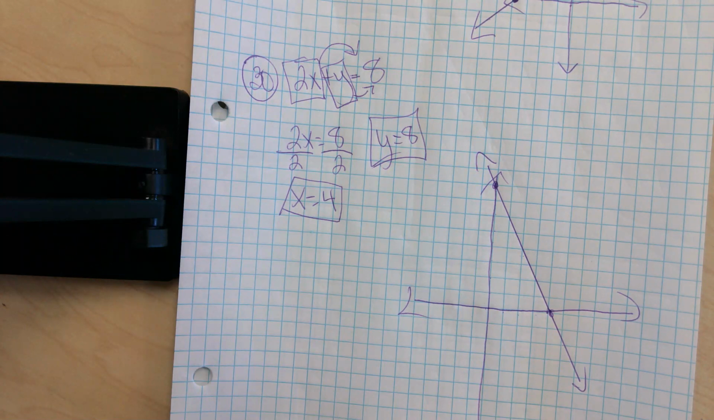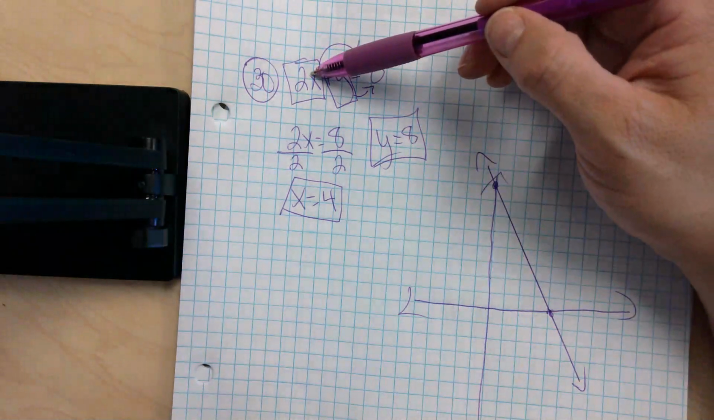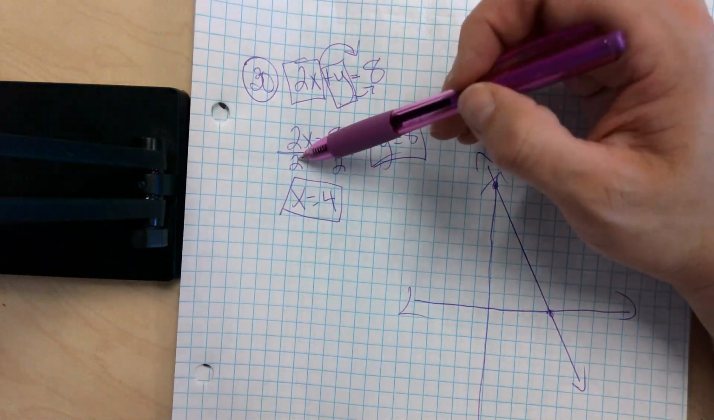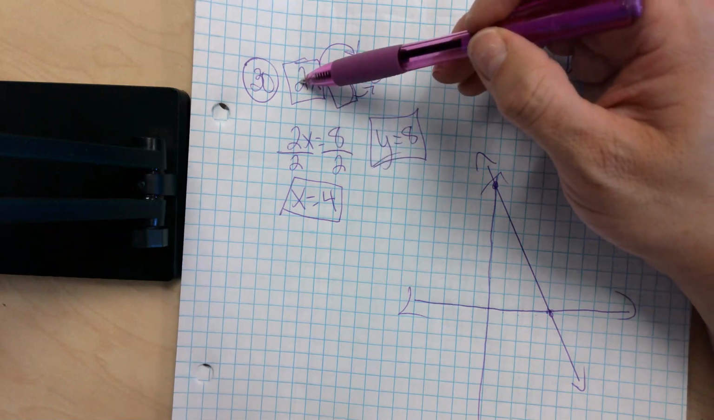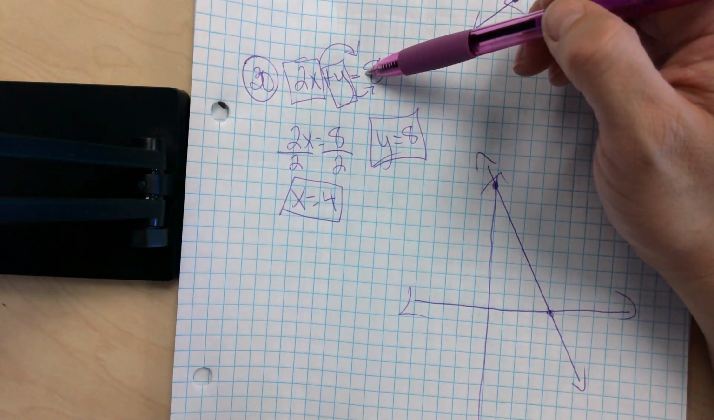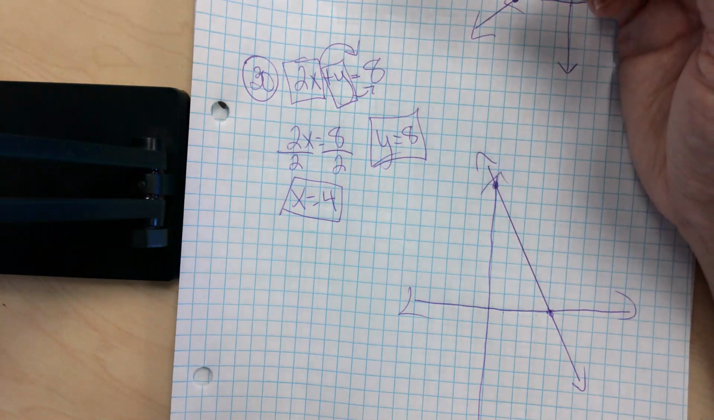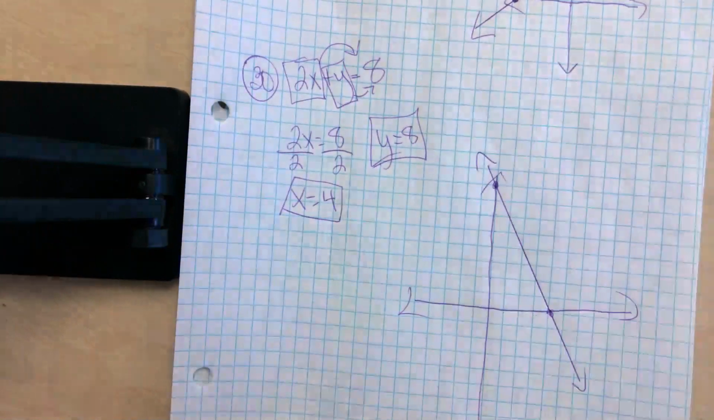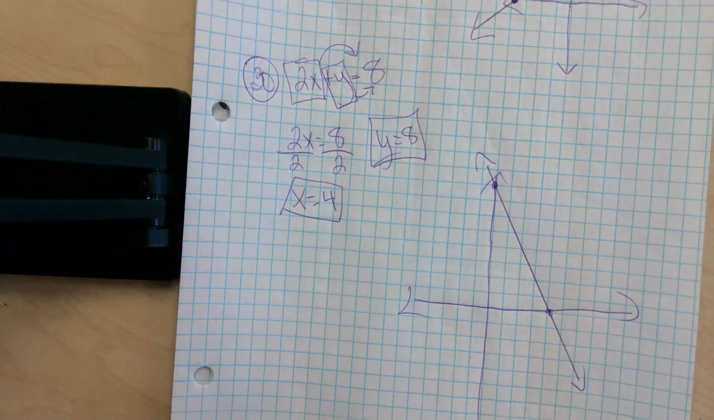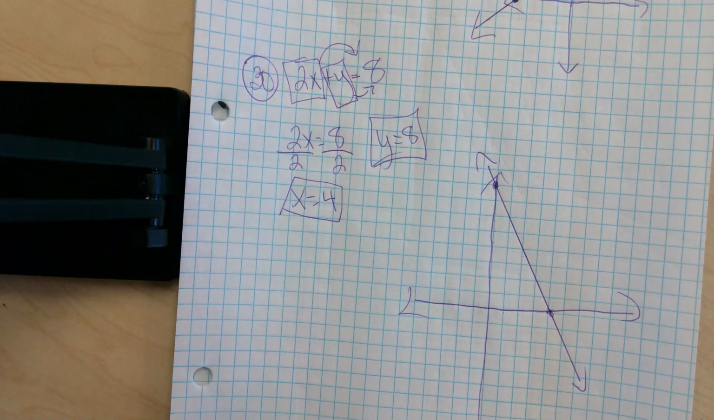Does that make sense? Yeah, that's for 30? That's for 30. Two x equals 8 means that x equals 4 because we're not moving it to the other side because we're graphing using intercepts. Okay? All right, 31.